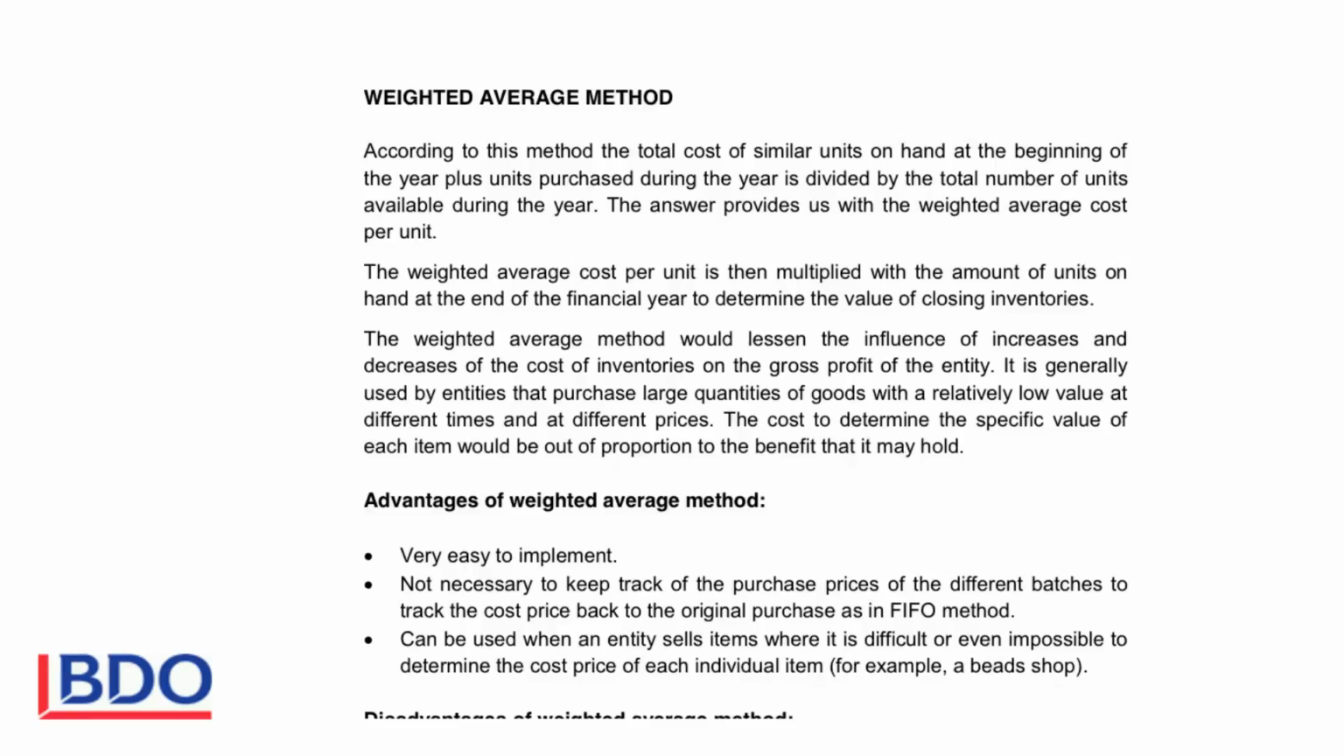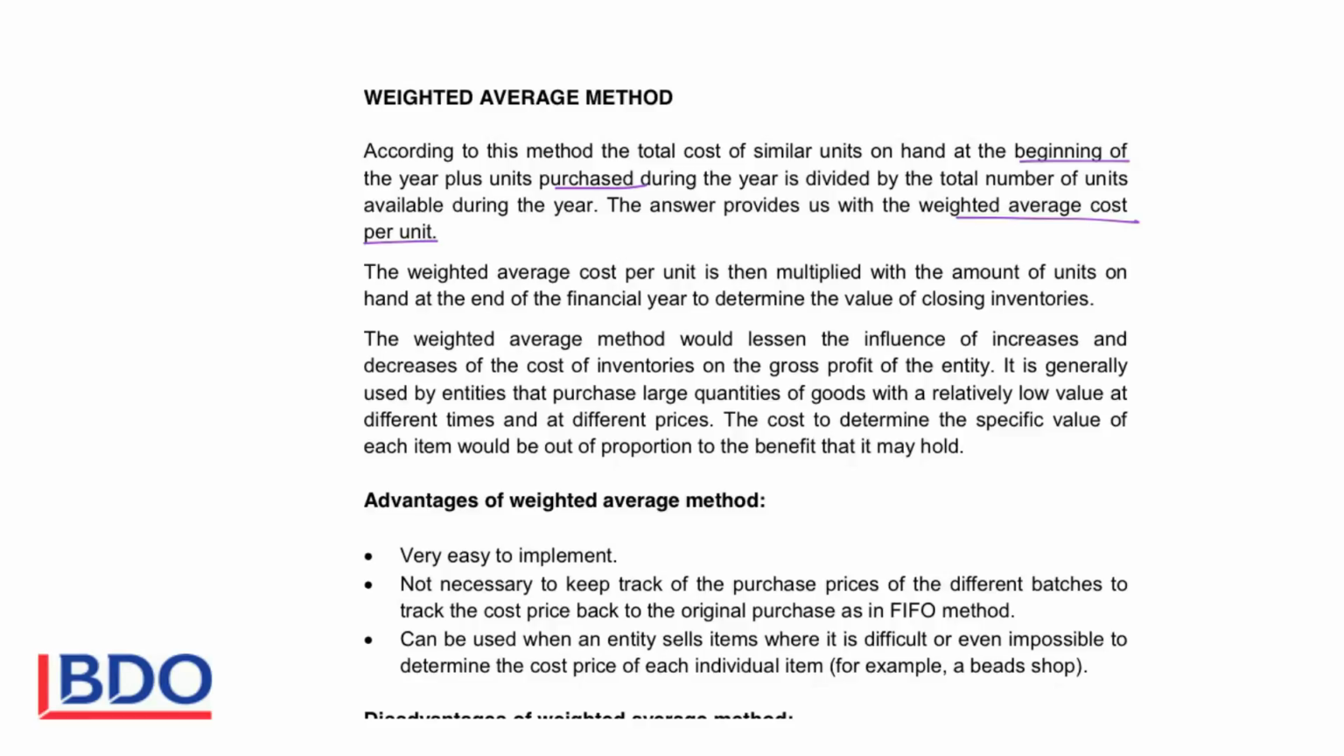We will therefore take the cost of all the units at the beginning of the year plus the cost of all the units purchased during the year to determine the total cost, and then we will divide this by the number of units during the year to give us the weighted average cost per unit. So all the cost of opening inventory plus the amounts that were purchased during the year is divided by the total number of units that we had available to determine the weighted average cost.